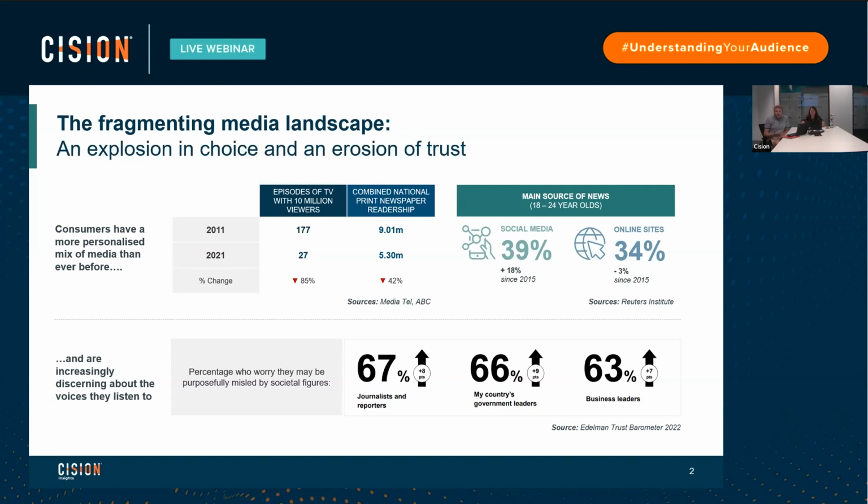Indeed, we've seen an increasing trend of what the Reuters Institute described recently as selective avoidance, where consumers are increasingly making an active decision to unplug from the news cycle. So selective and so discerning have they now become about their media consumption.